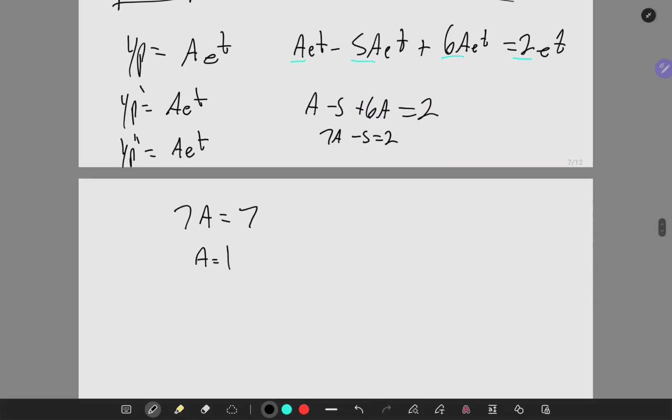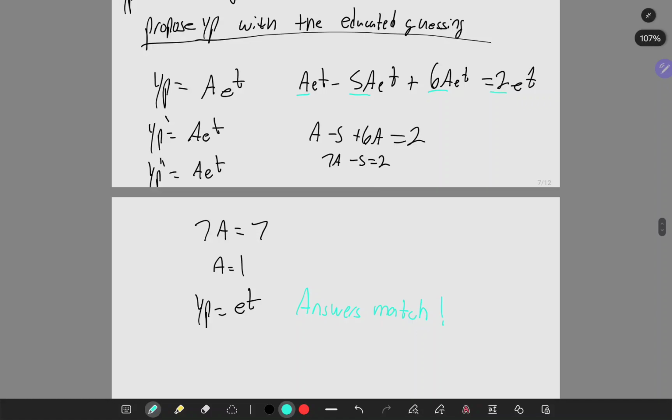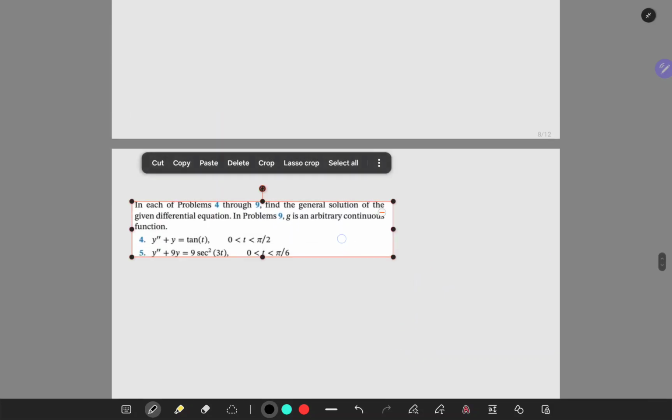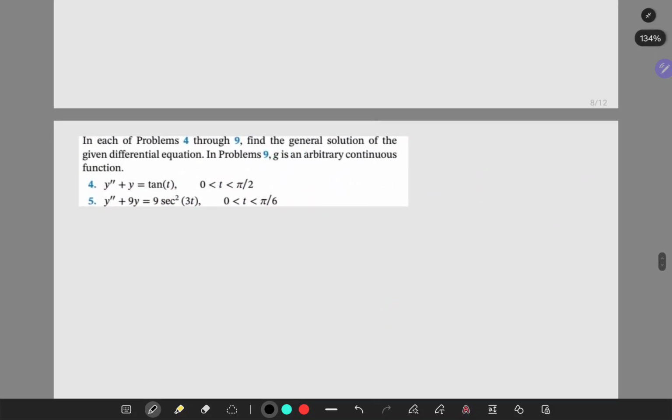So then guess what? We plug back in for a. Y sub p is e to the t. And guess what? Our answers match. And you could see just how much faster undetermined coefficients was. But it's not always going to be the case, right? Because if we look maybe at the next problem, you can't use undetermined coefficients for one of these.